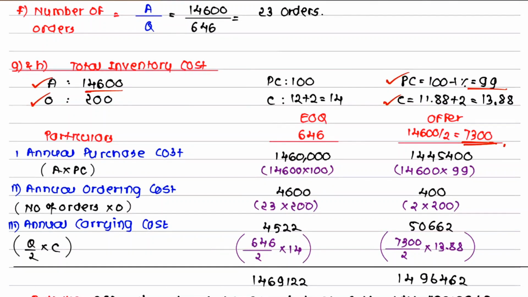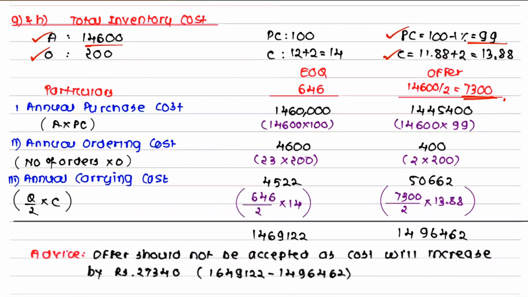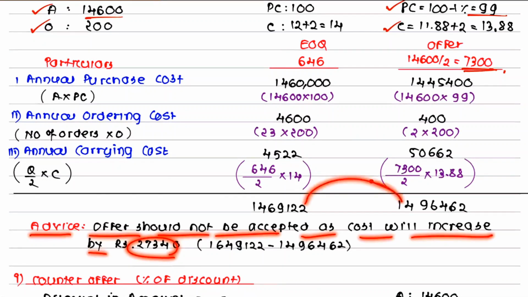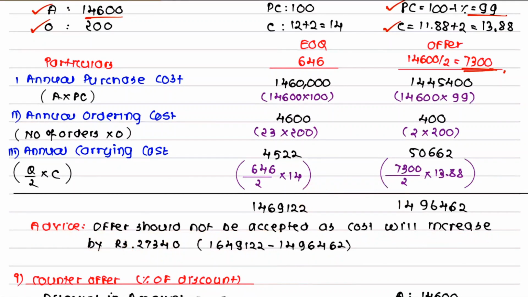Sir, it is increasing. This was better. Now from 69 it is becoming 96, right? So your cost is increasing, right? So in that case it is better. Stay with your EOQ. Don't accept supplier's offer because cost is increasing. You can write down. Advice. Offer should not be accepted as cost will increase by this amount. If you take the difference, you should not accept the offer. I hope that is very much clear.